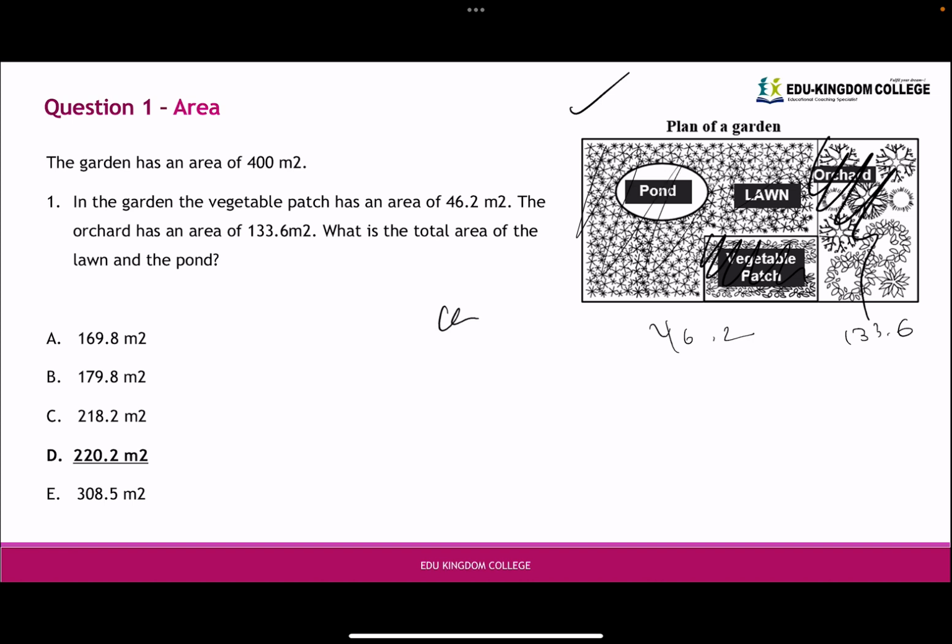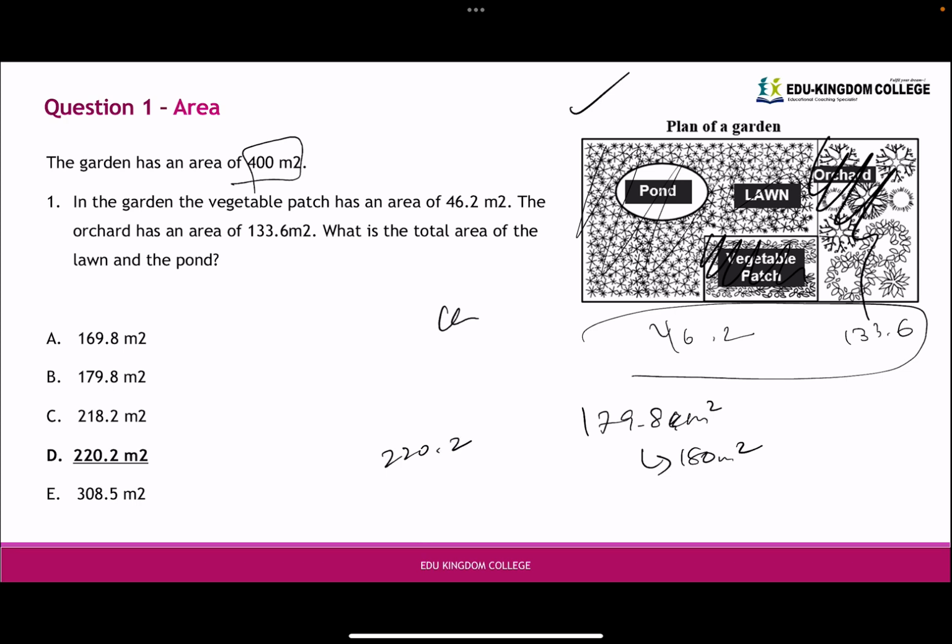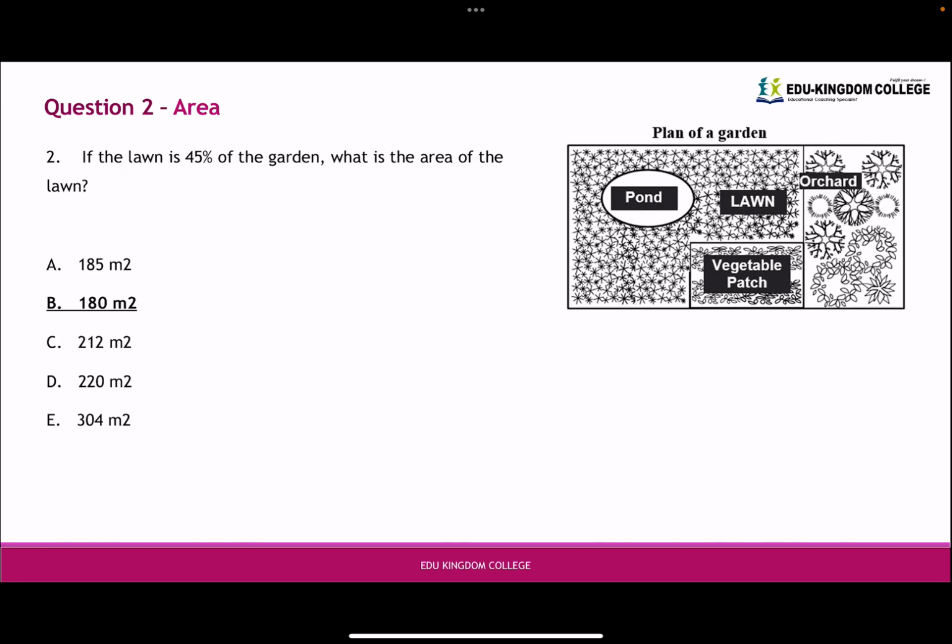Anyhow, so these added together are going to be 179.8 meters squared. So let's just say that's basically 180. Now, if we have 400 meters squared minus 180, that's going to give us 220. So we're just going to add the 0.2 that we didn't subtract. So it's 220.2.